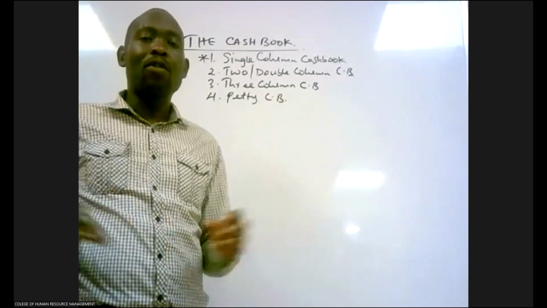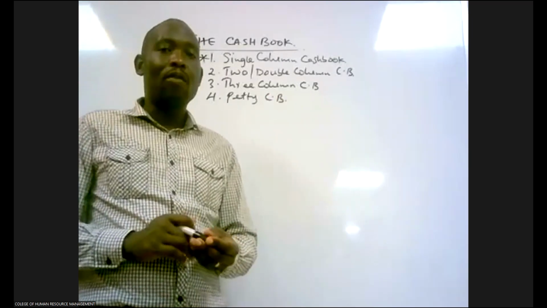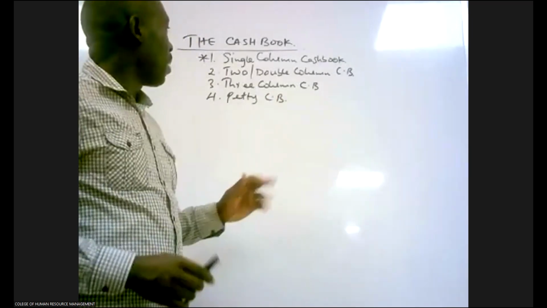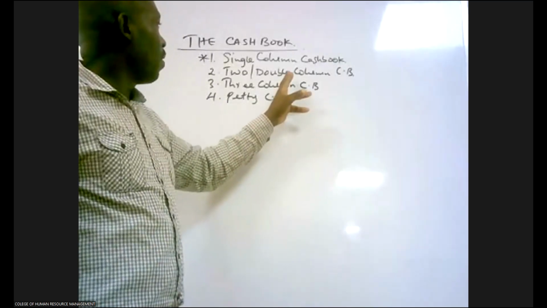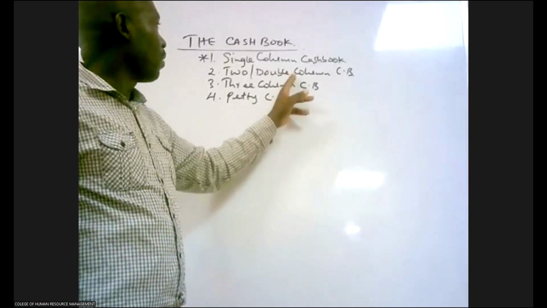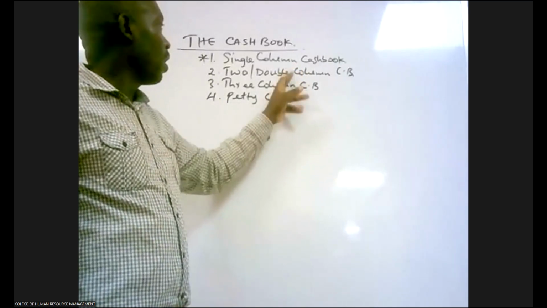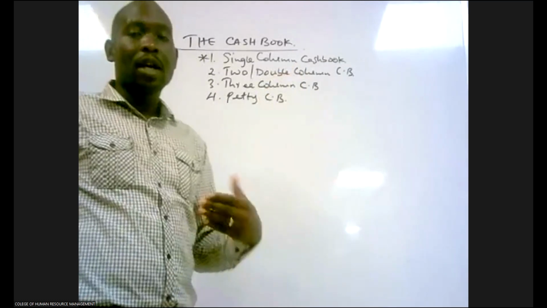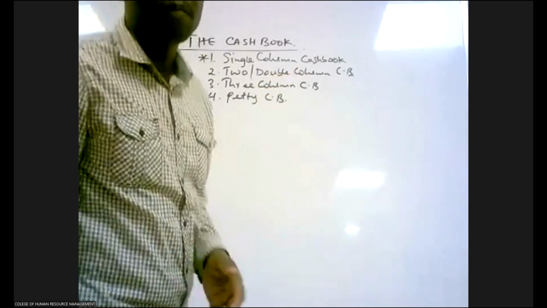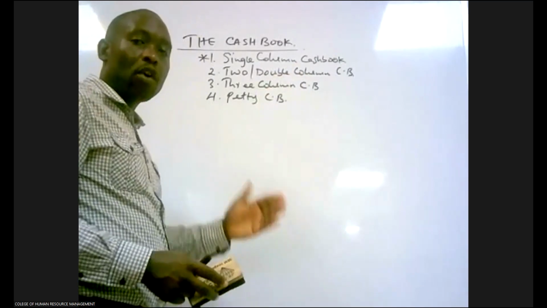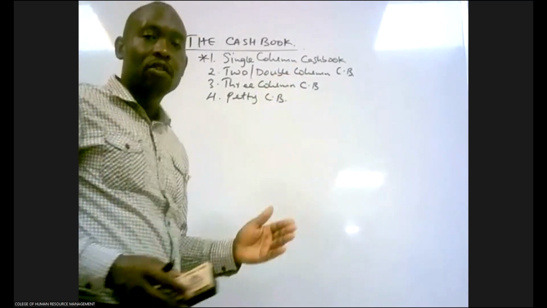They are separate from each other, and that is why they are single column cash books. Today, my focus is on the next two, the two column and the three column cash books. How do we prepare them? The bottom line is that they only record cash transactions.